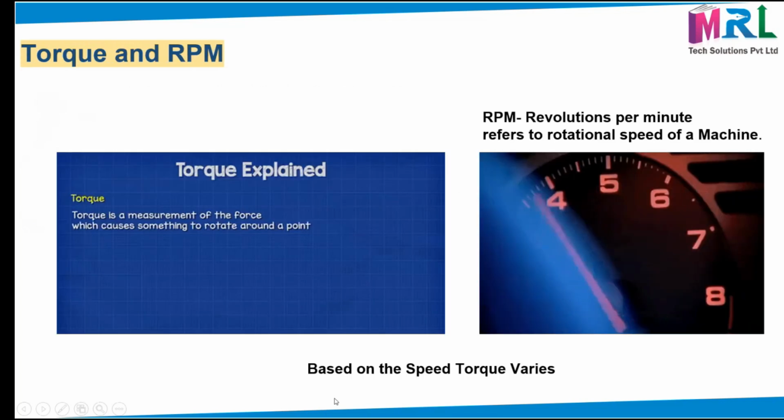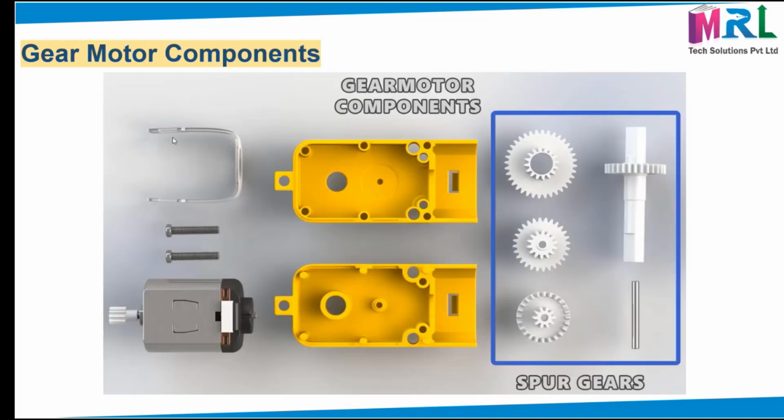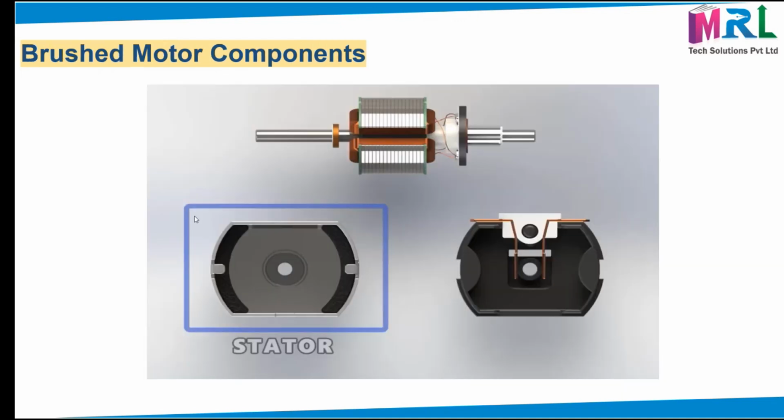All those things you learned yesterday: torque, RPM, rotation of the motor. When you change the polarity, the rotation of the motor also changes. And what is inside the gear motor? You have the DC motor, and then a gearbox in it. What is the use of gearboxes? To control the speed and to increase the torque. And then the brushed motor. What does this DC motor contain?